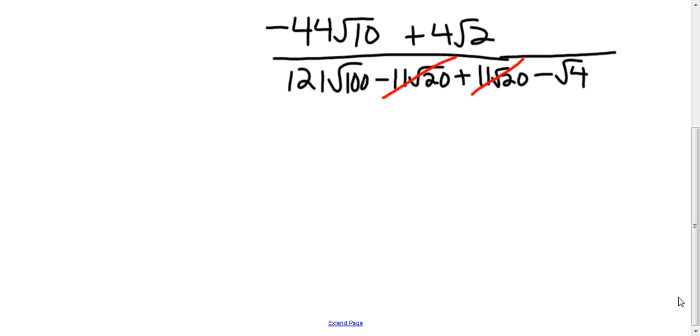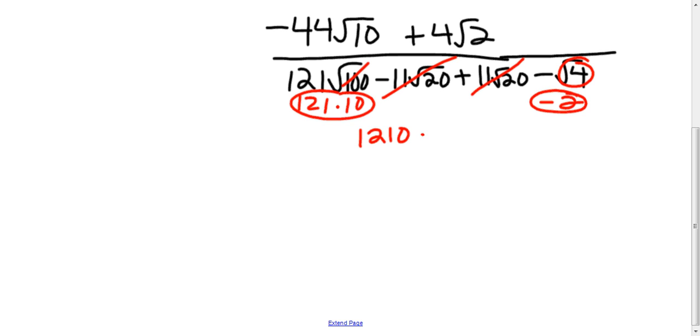So root 100, by the way, is 10. So I have 121 times 10. And back here, root 4 is 2, so I have -2. So I have basically on the bottom 121 times 10, which is 1,210. And then I have this -2. So that whole entire bottom ends up being 1,208. Okay, so that's the bottom simplified.